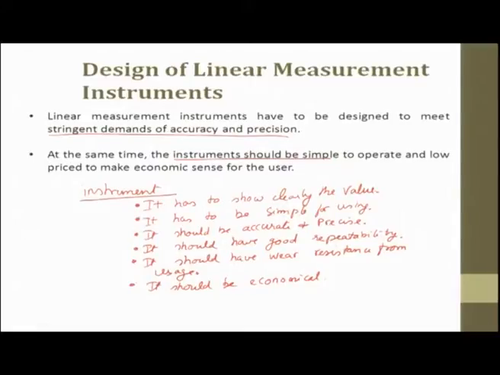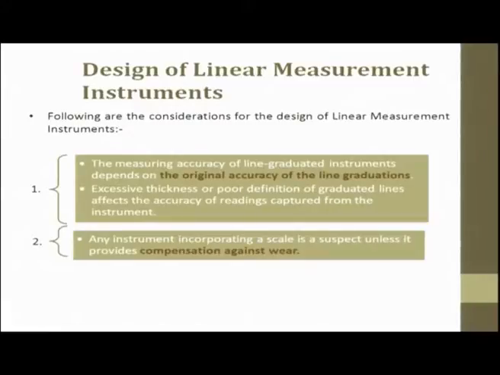It should display clearly the measured values, it should be simple to use, it should be accurate, and it should be precise. When you put that, repeatability gets into these two definitions. So, it should have good repeatability. That means the mechanism you use should not bring in any change erratically. It should have good wear resistance to usage. It should be as economical as possible. These are some of the characteristics or features which you expect from any instrument, linear or angular.